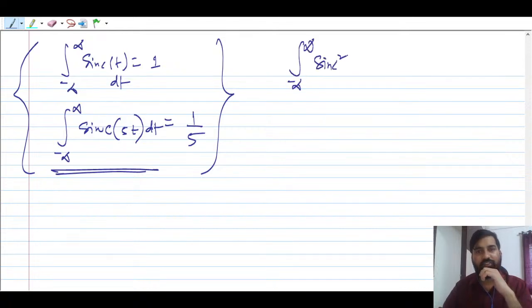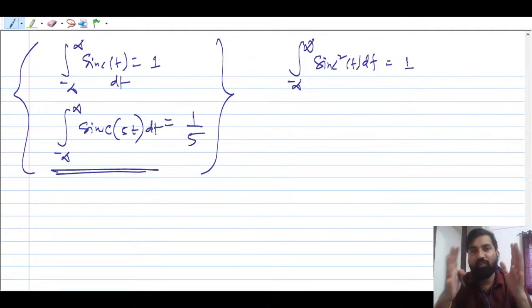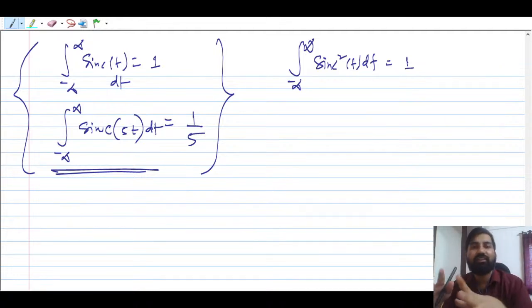Suppose someone asks you the integral of sinc square t dt, you will say 1 only. Area as well as the energy both are the same. This is one of the very beautiful properties the sinc function has. The area under sinc t and sinc square t are both the same. Area under sinc square t is nothing but the energy of a sinc function, and the area under the sinc function is not the energy, but both are the same.